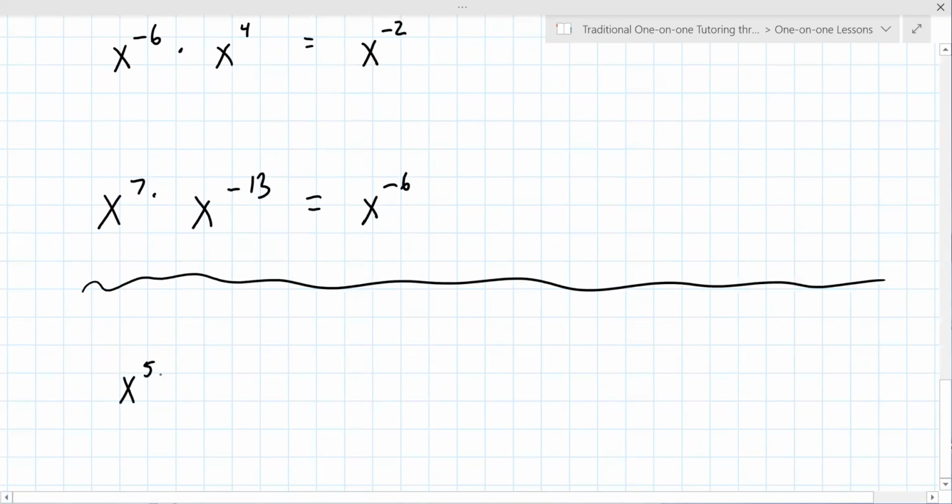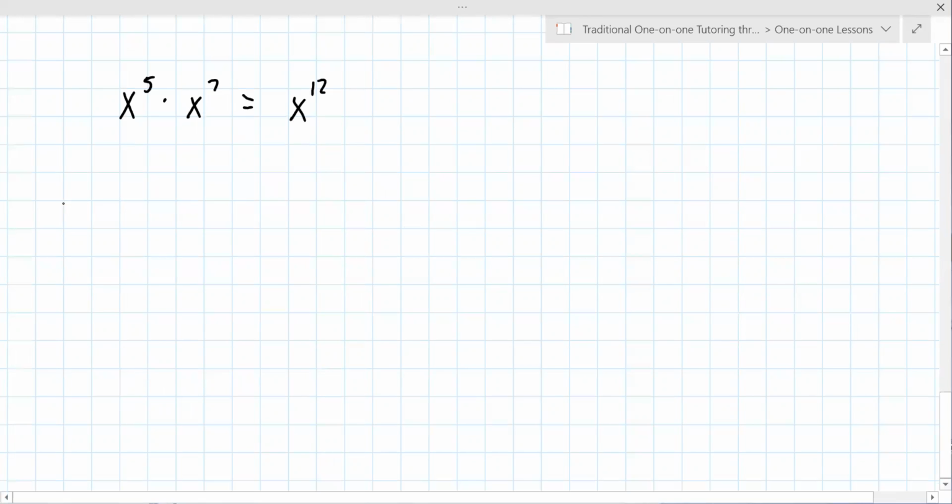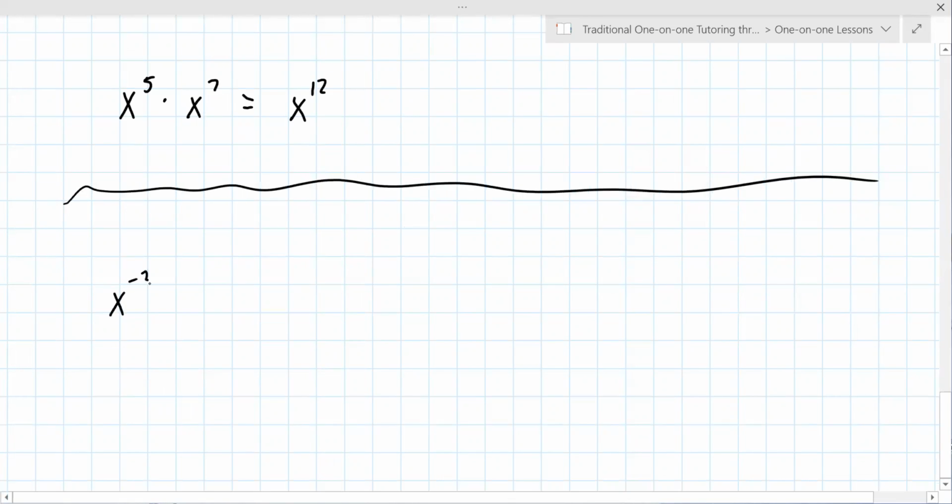How about x to the 5th times x to the 7th? What does that become? x to the 12. Excellent. So now here's one I haven't shown you yet. x to the -3 times x to the -4. They're both negative, and you're adding them. So the answer has to be negative.